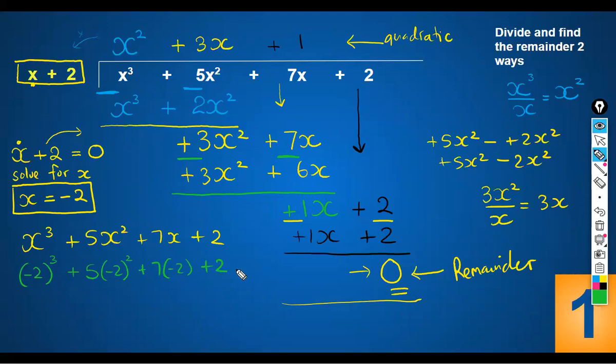Work this out and tell me if you still get back 0. You can type in that straight on the calculator, but you need to put the minus 2 in brackets. Otherwise, your calculator will misinterpret it. And I guarantee if we work this out, we will get back 0. This is the shortcut for finding the remainder.